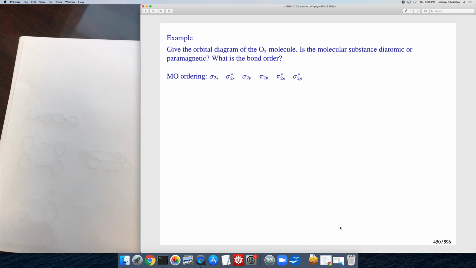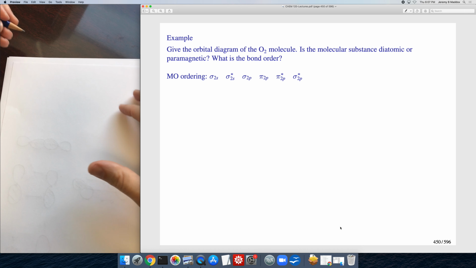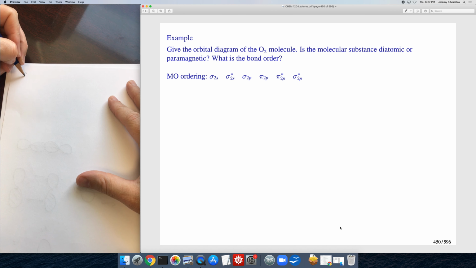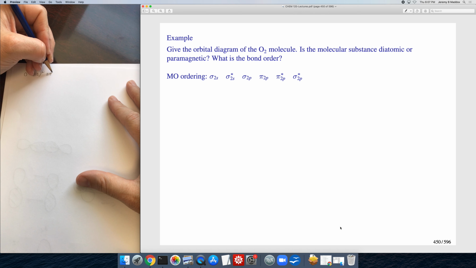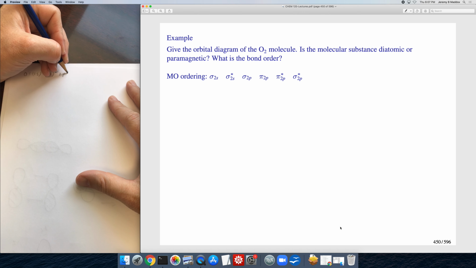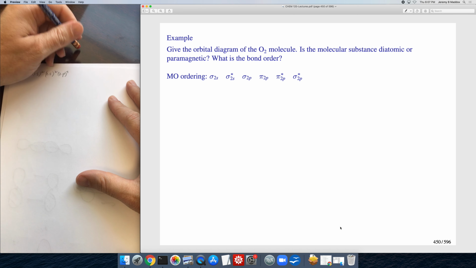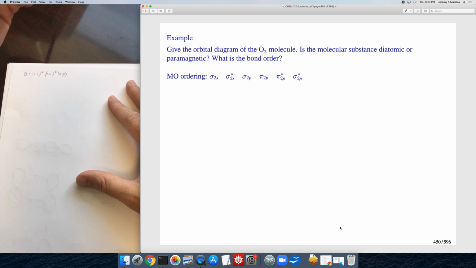And so we're being asked to fill it in. It's helpful to start with oxygen, just the atom. You'll have the 1s orbital filled, 2s, 2, and then 2p, 4. So this is the atomic electron configuration for oxygen.